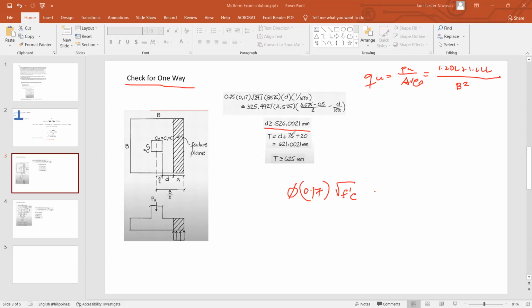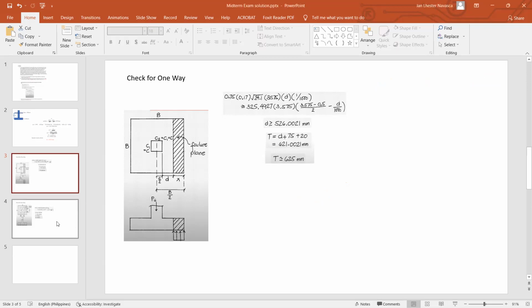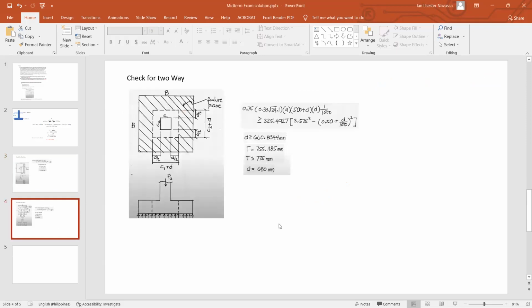So 526 plus mo sa 75, yung concrete cover plus 20, you now have 621. And round up your answer to the nearest 25 millimeters. Therefore, your answer is 625 for one-way shear. Okay? And hindi pa yan yung final answer kasi kailangan mo rin siyang i-check sa two-way shear. Or sa punching. So for punching, ganun din in terms of d.